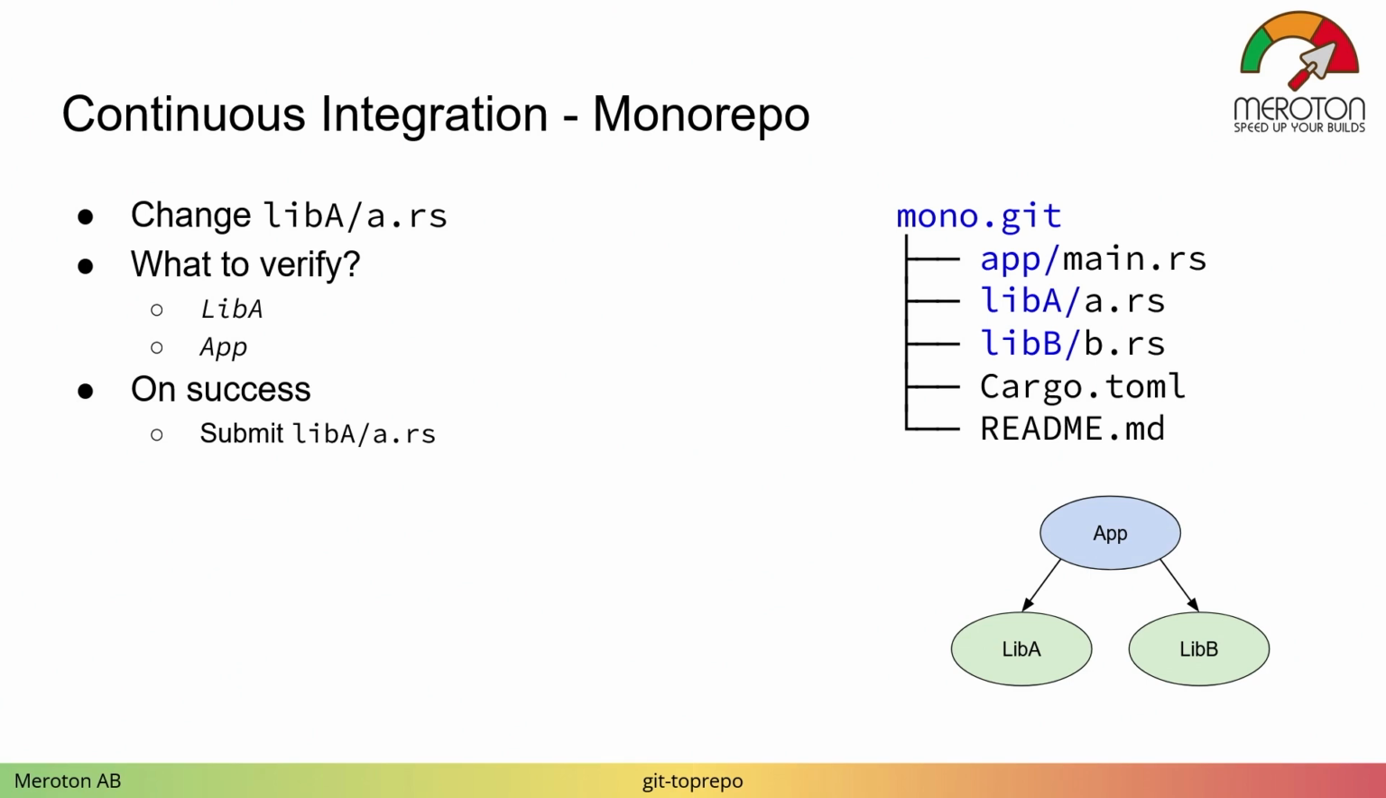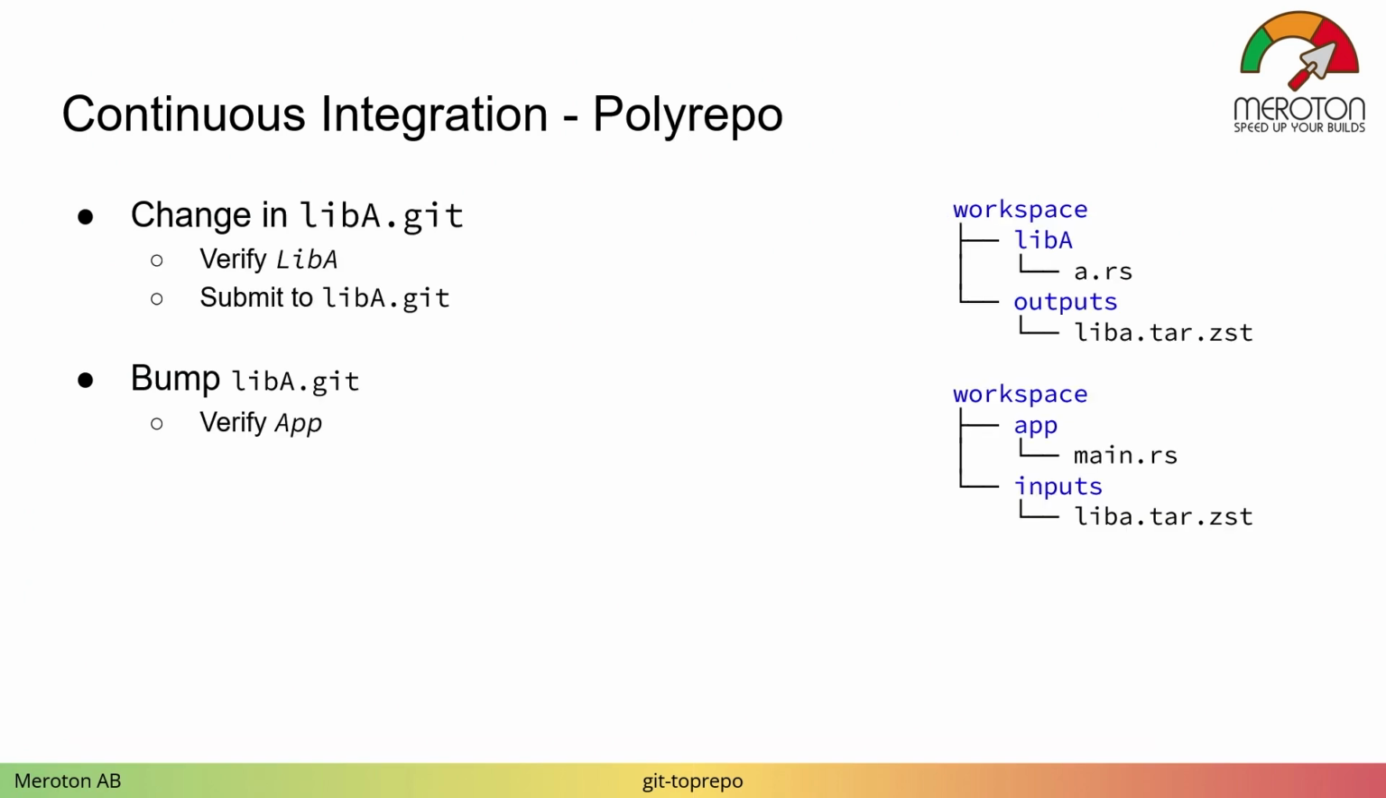Now, let's go and think about continuous integration. And so we pause a bit with git-toprepo, and say we do change in library A. What would we like to verify? Well, that library A works, of course. Do we actually want our application to work as well? Well, maybe. Or maybe we verify it later when we actually uplift the version that app depends on. So on success, let's just submit into library A if we have verified library A.